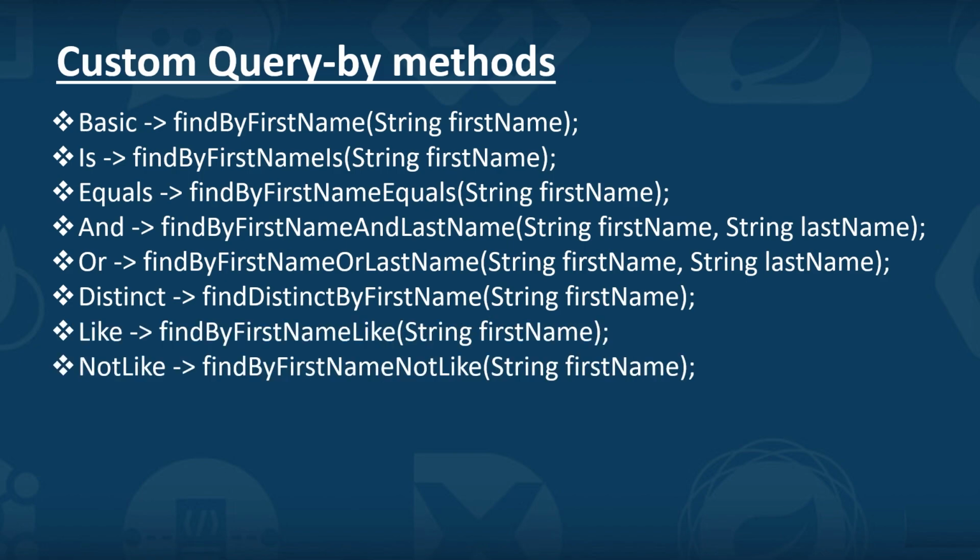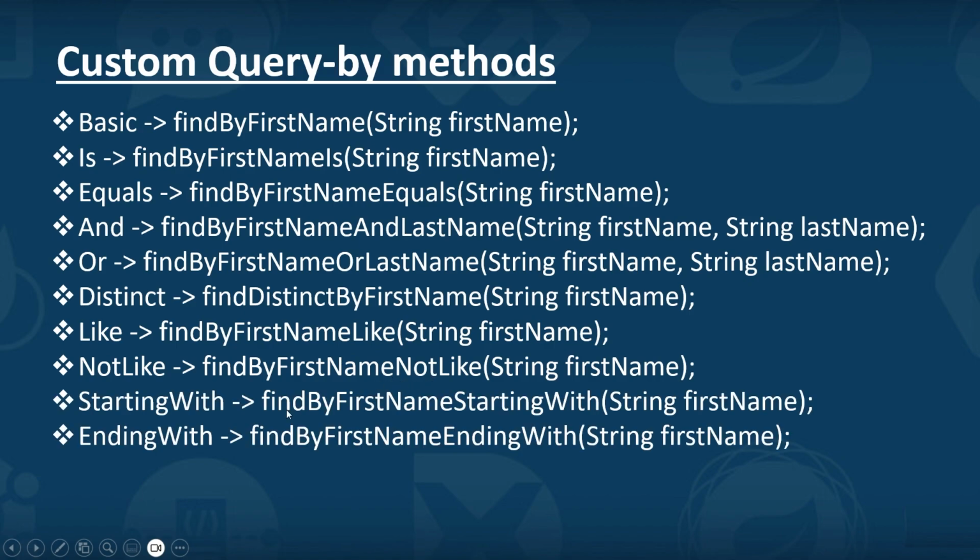Then next one is like. Sometimes we make usage of something like percentage, then sh, and then percentage, that kind of query. So you can make usage of like. This like word you add at the end, then you can have not like also. So this is going to work here. Next one is starting with. Like in my case, I will be making usage of initials, so I can say starting with. Many times if you just want to say ending with, you can say ending with. That way it is going to work here.